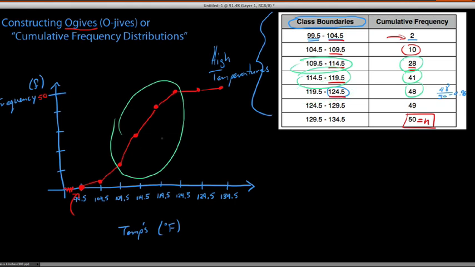So yes, this is very good at answering things like, hey, how many states had a high temperature of 119.5 or below? We could say very easily, well then, about somewhere above 40. And you can see for 119.5 or below, 41 was actually the height. But yeah, that's how you make an ogive.